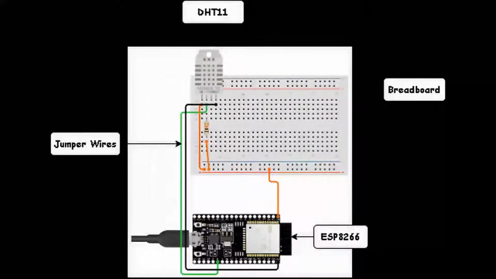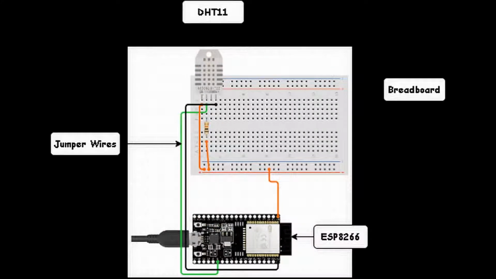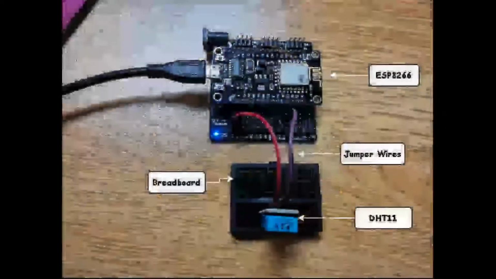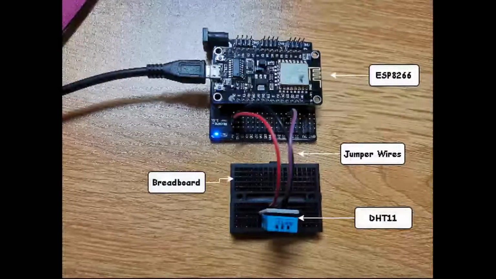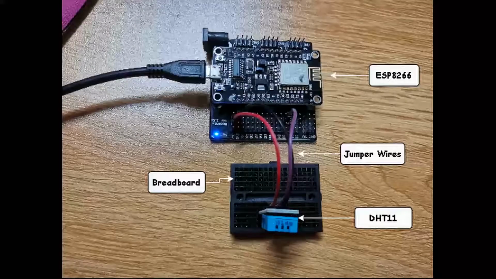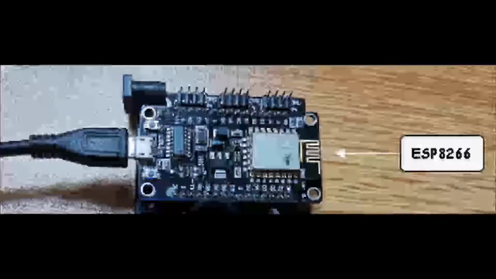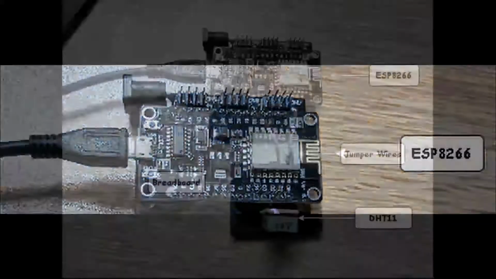This will be the circuit simulation, which is simulated by using circuit.io. And so this is what the hardware part looks like. The list of components are breadboard, DHT11, jumper wires, and all are connected to the microcontroller ESP8266.